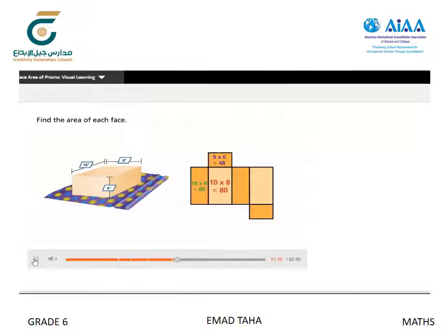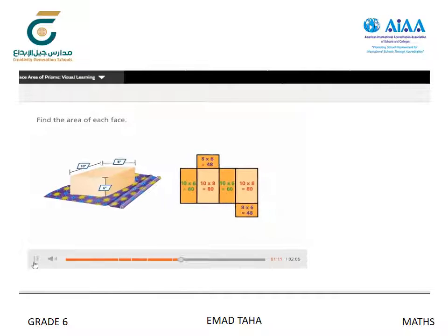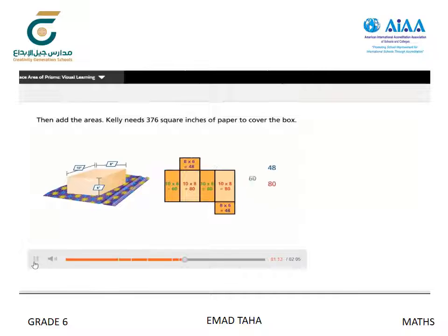Find the area of each face. Then add the areas. Kelly needs 376 square inches of paper to cover the box. Which, if any, of the area calculations are repeated? Explain.